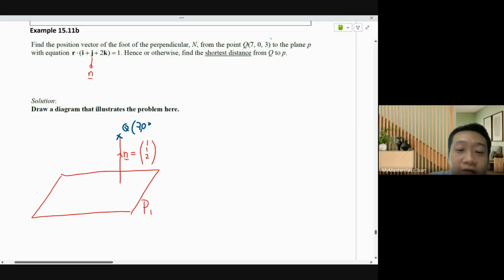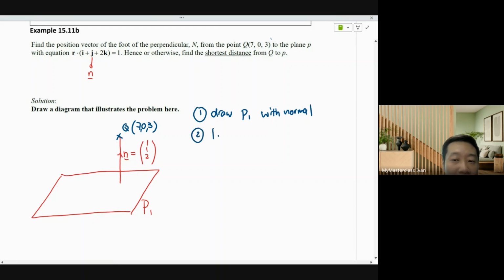Q is (7, 0, 3). Don't anyhow label the Q. Q will always lie on the normal, because the normal can always move along. This is normal, this is also normal, all these normals are the same. So always make sure your Q is on the normal. Step one: draw the P1 with normal. Step two: label Q on the normal.